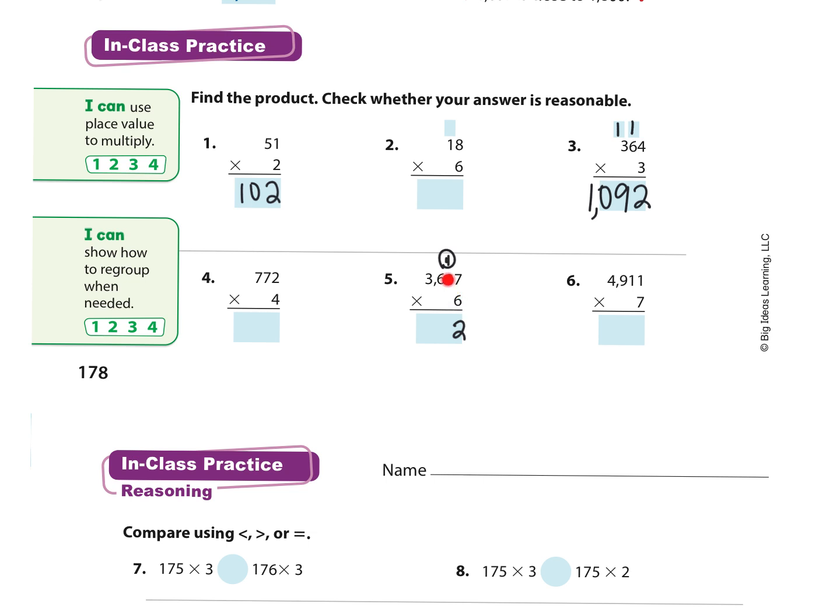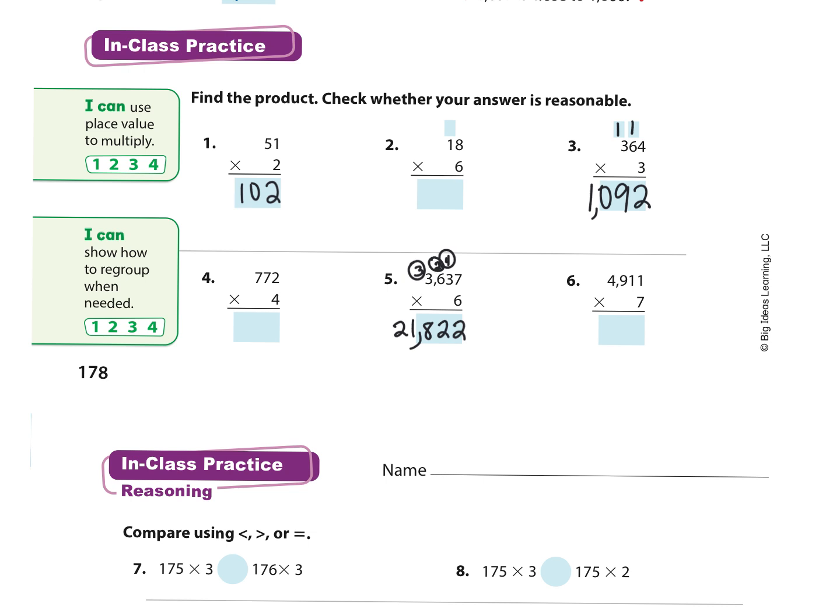Then I do 6 times 3, which is 18, plus 4, 22. Carry the 2 up above. Then I do 6 times 6, which is 36, plus 2, 38, and carry that 3 up above. And then 6 times 3 is 18, plus 3, which is 21, so 21,822. How are we doing with just 1 digit? Good. Pretty good?